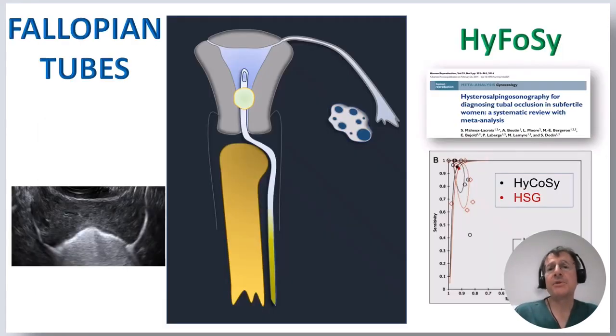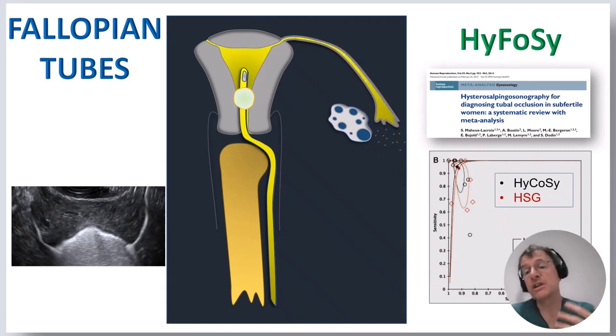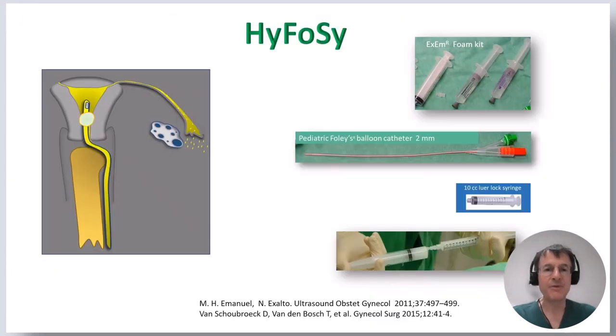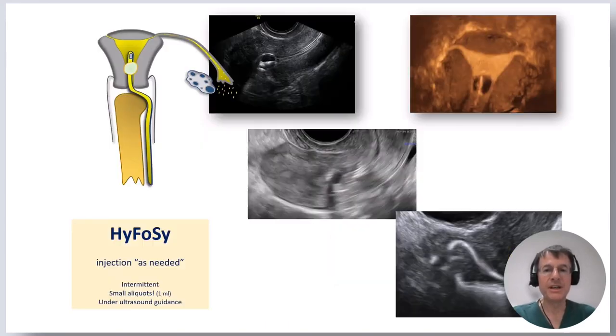But otherwise, the technique we use to see tubal patency is hysterosalpingo-foam sonography using gel foam, so we call it HyFoSy. Because the gel foam is hyperechogenic, you can see this contrast running through the tubes to confirm the patency. You don't need that much. You need some gel, some water, a pediatric Foley catheter, and a syringe.